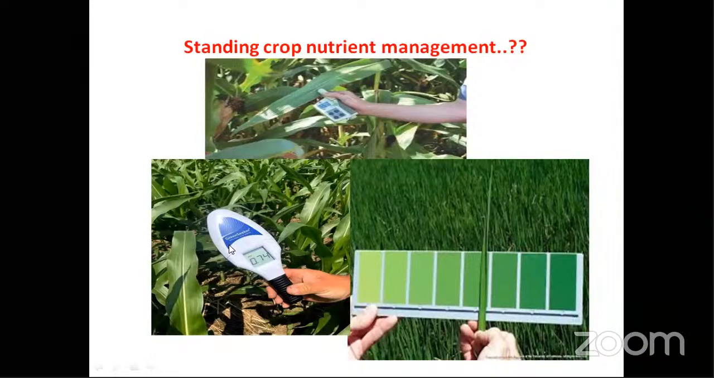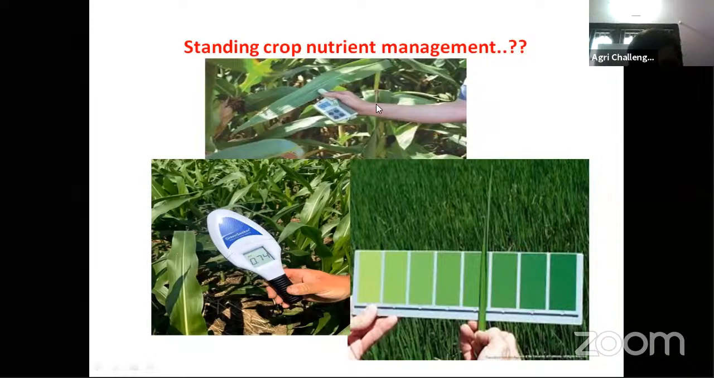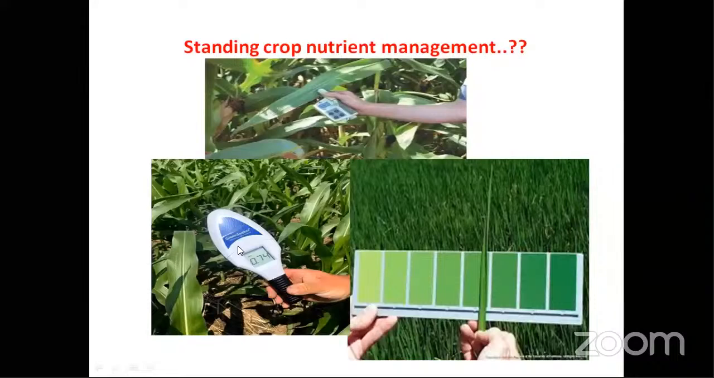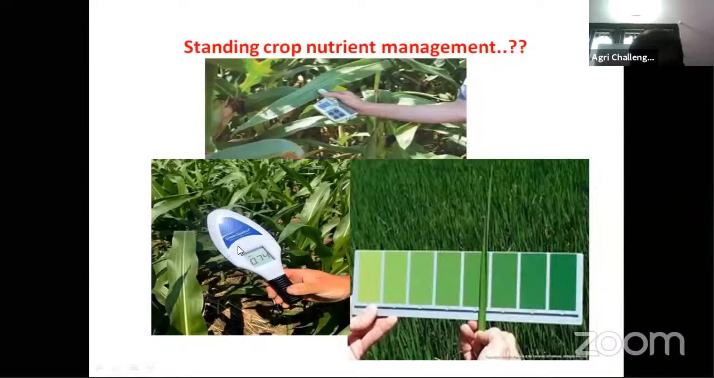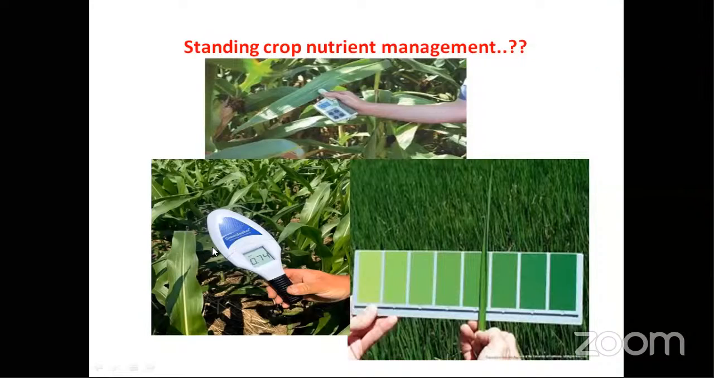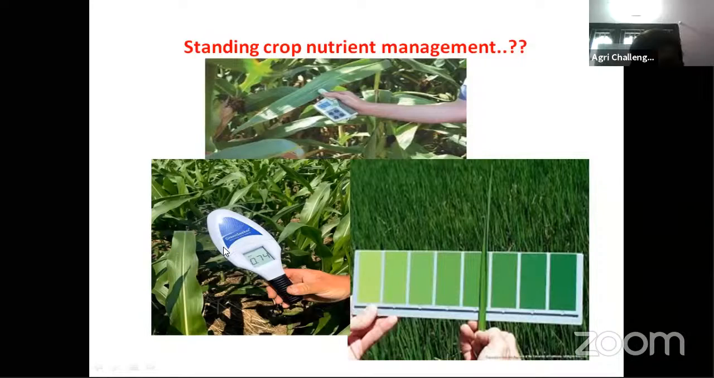Green Seeker. In the case of SPAD, we have to punch on leaves, which means we have to touch the leaves. But here, without touching the leaves, it just gives the NDVI value. What is NDVI? Normalized Difference Vegetative Index. It gives the chlorophyll content ultimately. Again, we have to relate that NDVI value with nitrogen levels and then apply. This is another recent development.